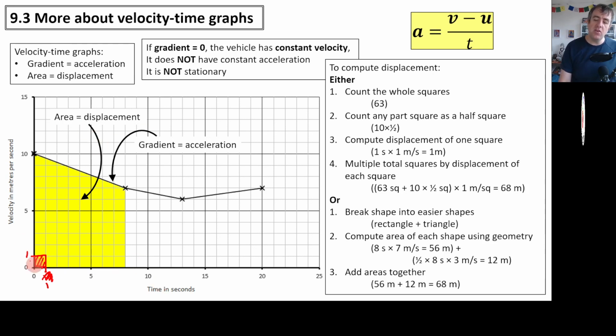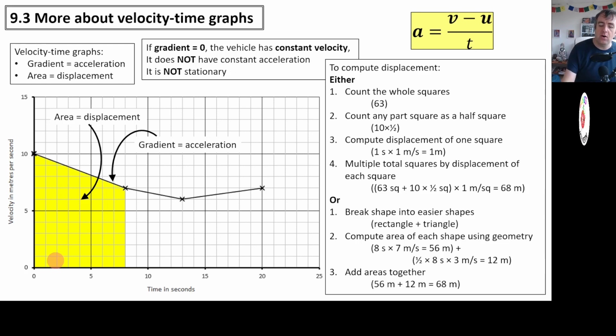But if the numbers on your axes are different, then the number of squares, just the raw number, will not be a displacement. You will have to multiply it by the displacement per square. Number of squares multiplied by displacement per square would give you the displacement, with the units, which depends on the axes.